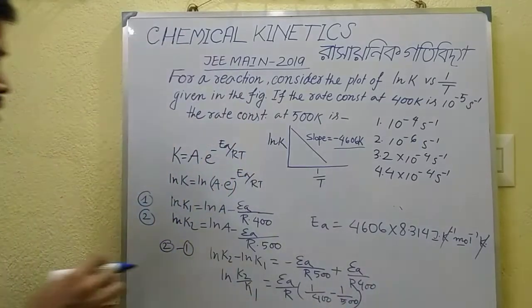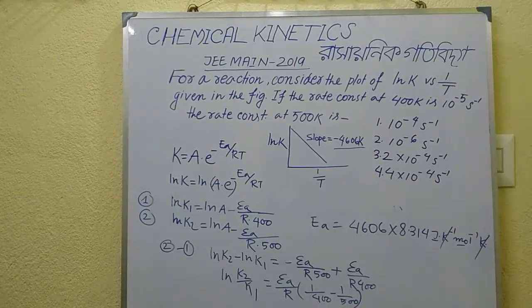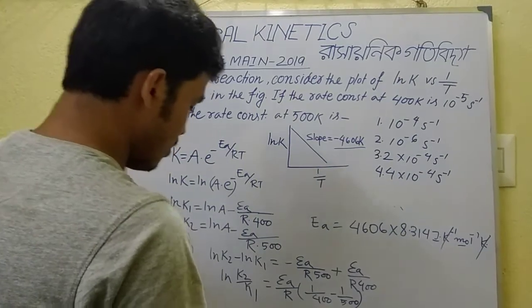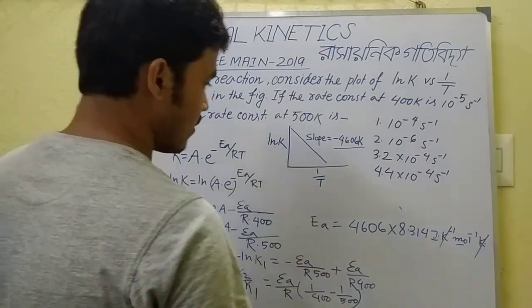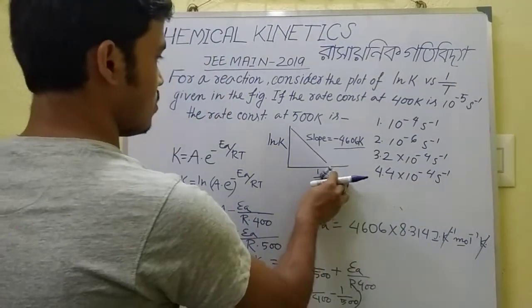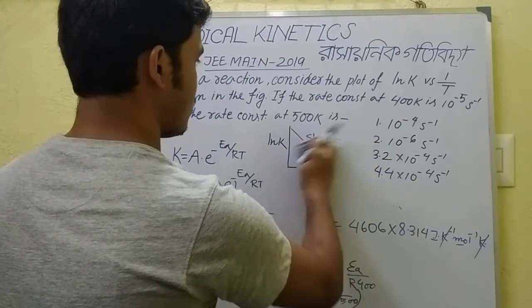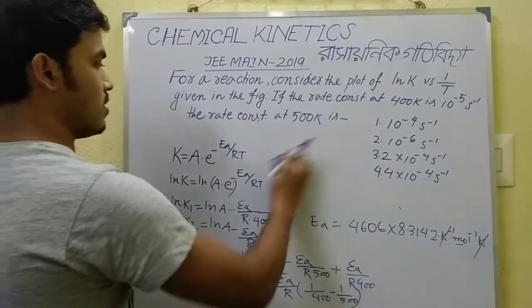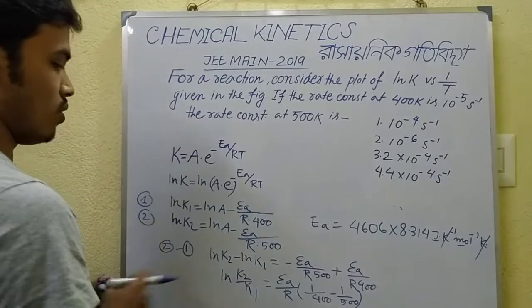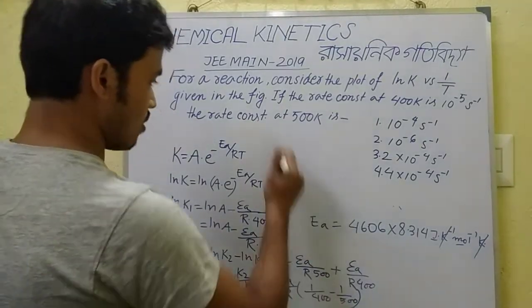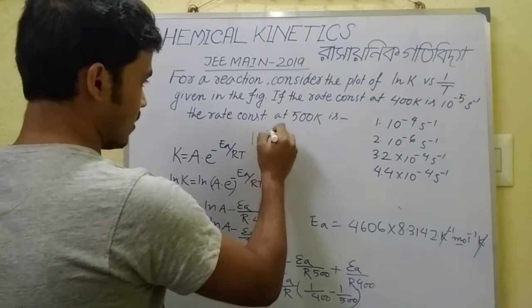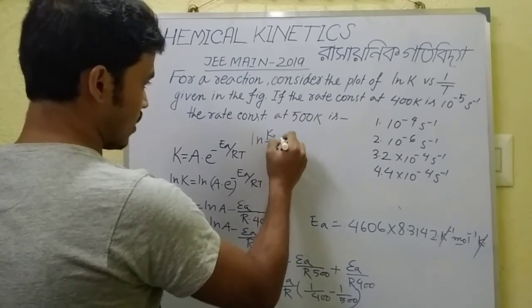Okay, so this is the form. Now what can we do? We just take it here, so this term is here and we are just finishing this term. Okay, now ln K2 by K1 is equal to this term.